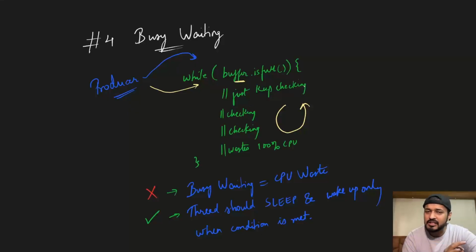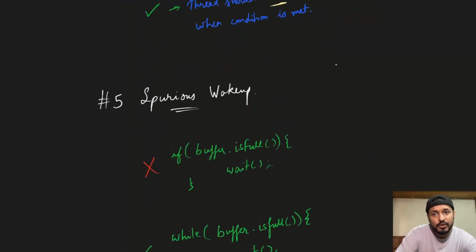The thread is doing nothing useful but repeatedly consuming CPU resources and checking if the buffer is empty or not, correct? Instead of that, the thread should actually sleep and wake up only when this condition is met. It should not check repeatedly. So this is also one of the most important things that we need to handle to optimize our CPU cycles, right? Now the fifth edge case which we need to handle is the spurious wake up.